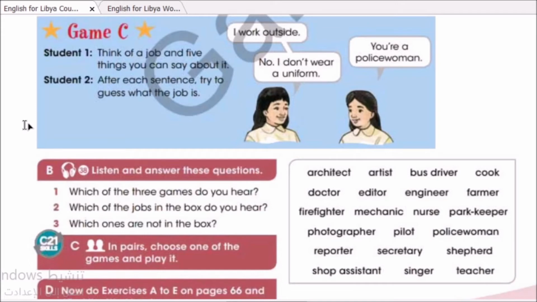Now in part 2, what do you think the game was? Very good. The game was game C. Good job. Now, to answer question 2, which of the jobs in the box do you hear? What jobs did we hear in the conversations? Yeah, which jobs did we hear? So, we heard doctor. Yes, doctor.